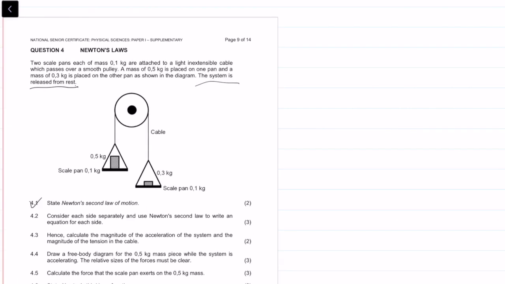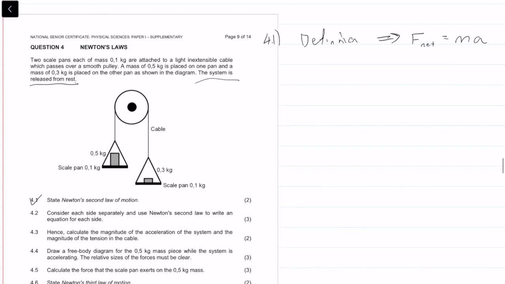Then we need a definition, Newton's second law, a very long one, so I'm not going to write it out, but I will say it out loud. Basically, when a net force acts on an object, the object accelerates in the direction of the net force. The acceleration is directly proportional to the net force and inversely proportional to the mass of the object. Once you've defined it, the governing equation we get is F net is equal to ma.